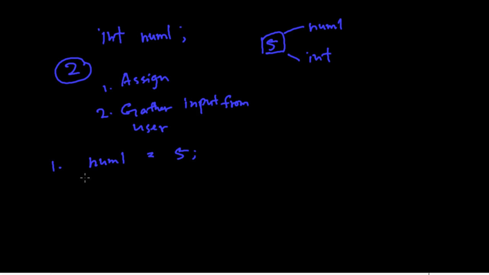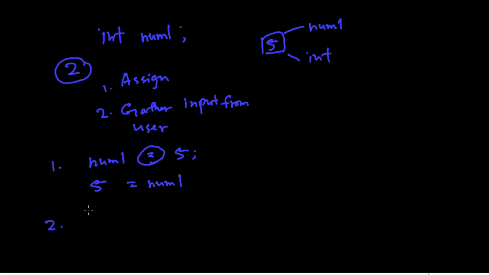Now, remember, this equal sign means assignment. You cannot write it like this. You can't say 5 is equal to num1. It must be the other way around. So please don't get confused with this one.